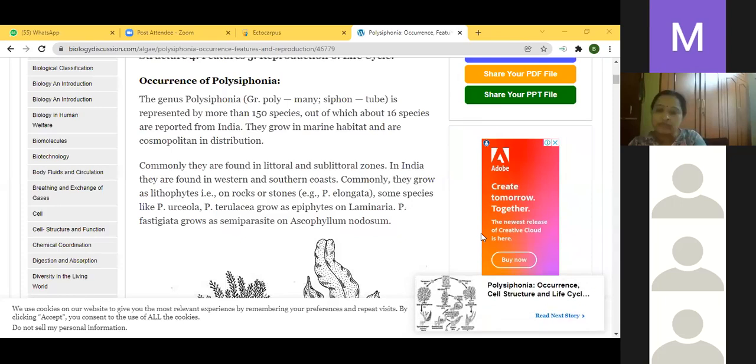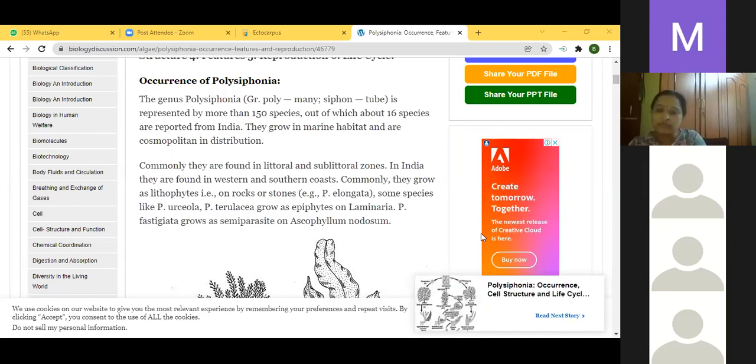Sexual reproduction is oogamous. But here one very important character is there: non-motile naked male gametes are present. Very, very important, girls. Non-motile naked gametes in the Rhodophysi. In all other classes, the male gamete has flagella, but only in Rhodophysi members the flagella are totally absent. That is called non-motile naked male gametes produced in sexual reproduction.